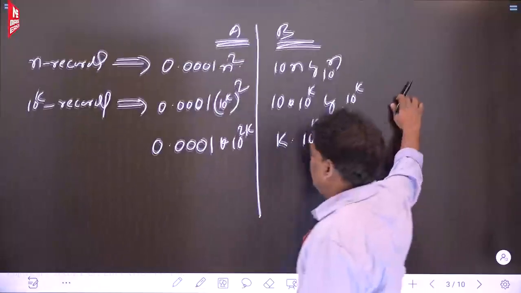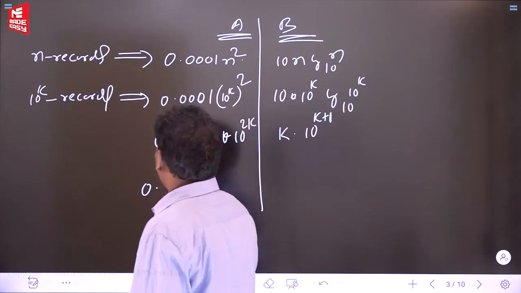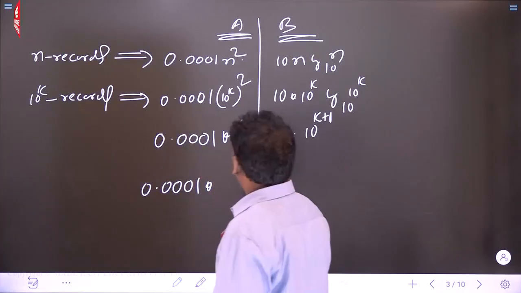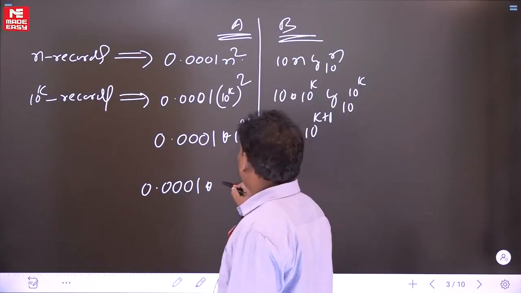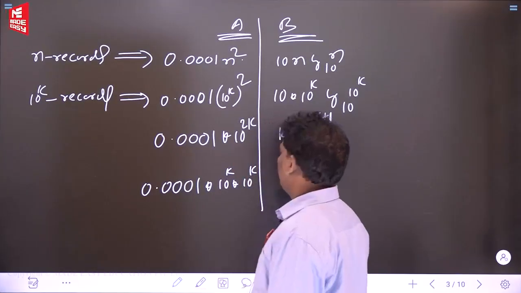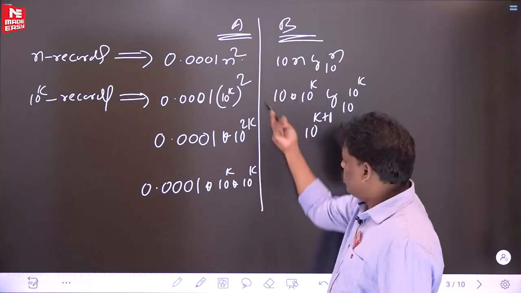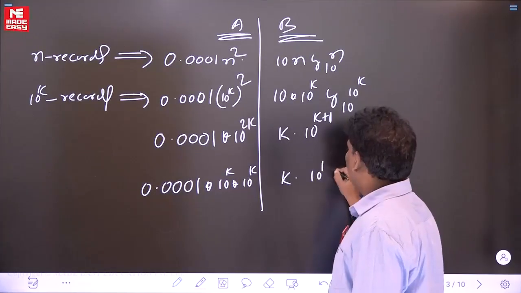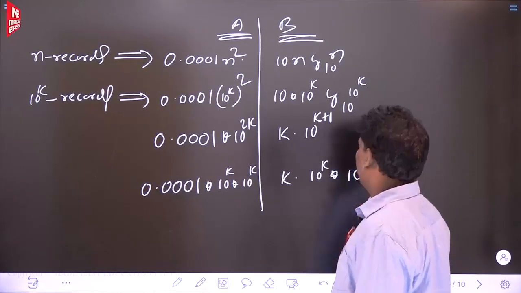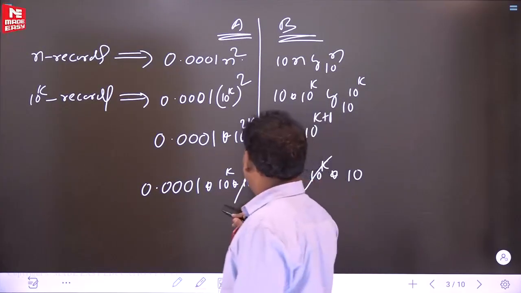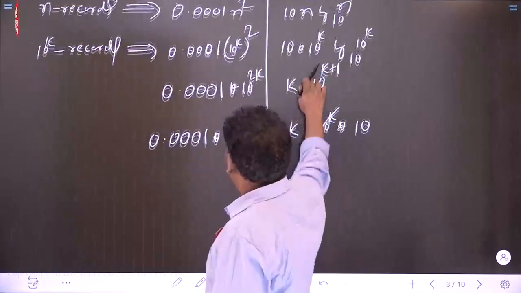Now let me go further. See this one, 0.0001 into, I think 10 power 2k can be written as 10 power k into 10 power k. 10 power k whole square, meaning is the same. This can be written as k into 10 power k into 10. Right? I think 10 power k cancels. What is the remaining here?